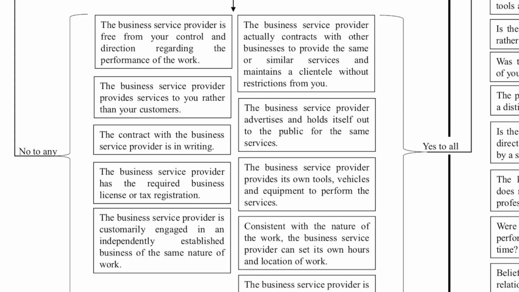And in January of 2020, we actually had a good month, but there are 8 different companies invoiced in January. The business service provider actually contracts with other businesses to provide the same or similar services and maintains a clientele without restrictions from you. Absolutely. And I've had contracts presented to me by clients in years past that specify an exclusion or a non-compete. I had one that was super broad.